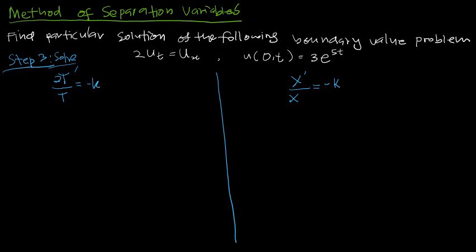Then we have 2t prime over t. What does it mean? It means we have 1 over t, where capital T prime means dT over d small t, because we have the variable t, equal to negative k. Then we bring 2 to the left side, and we get 1 over T dT over dt equal to negative k over 2. So then we have 1 over T dT equal to minus k over 2 dt.